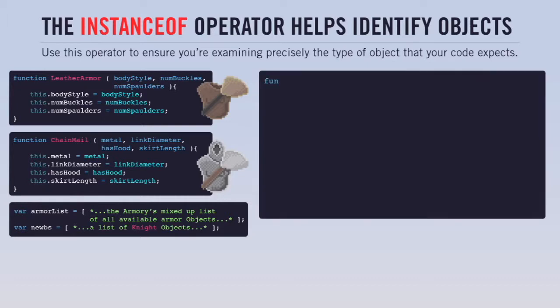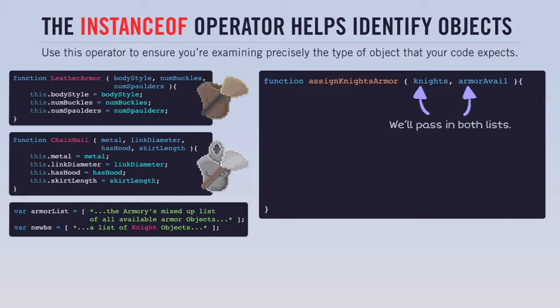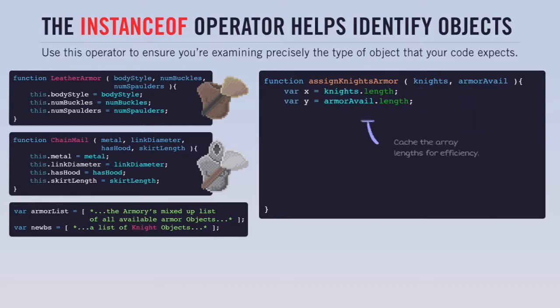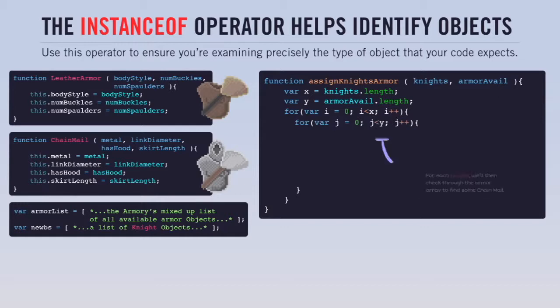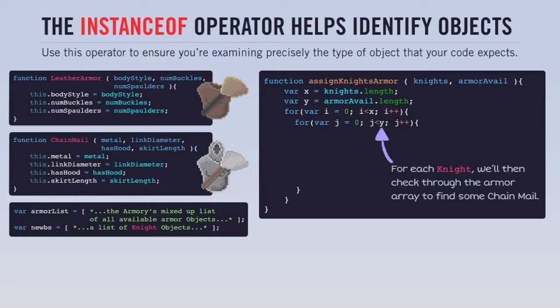So let's build a function here called assignKnightsArmor, right? And we're going to pass in a list of knights, and we're going to also pass in the list of all the armor that is available. We're going to go ahead and cache our array lengths for efficiency ahead of time. You can see we got x getting knights.length and y getting armorAvail.length. Now we'll loop over every knight that needs some armor. We got a nested loop here, and for each one of those knights, we'll then check through the armor array to find some chainmail.